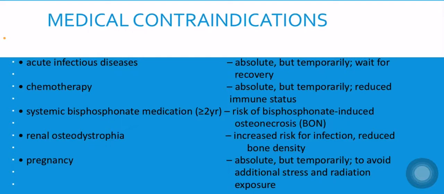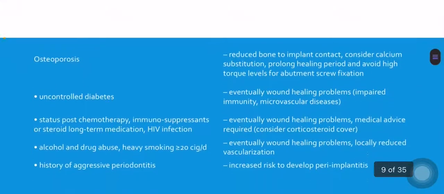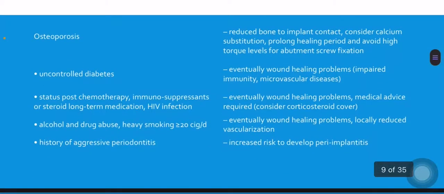The systemic bisphosphonate medications, the renal osteodystrophy, and of course pregnancy. We have osteoporosis. This reduces the bone-implant contact. Consider calcium substances, a prolonged healing period, and avoid high torque levels of abutment screw fixation. We have uncontrolled diabetes. Of course, this will affect the healing, so we have to put it under control.